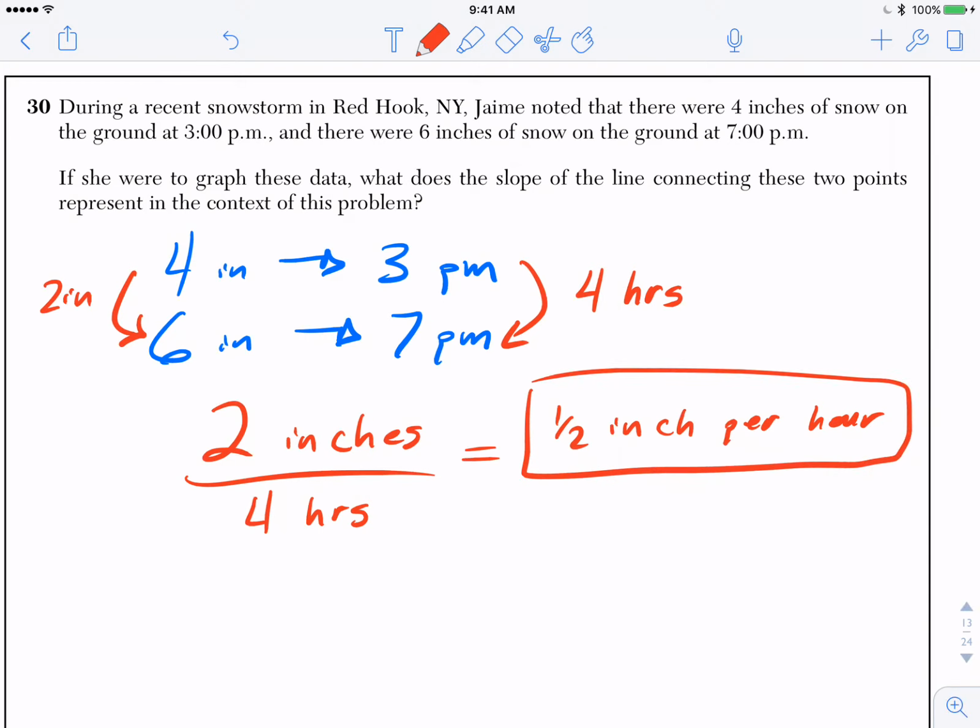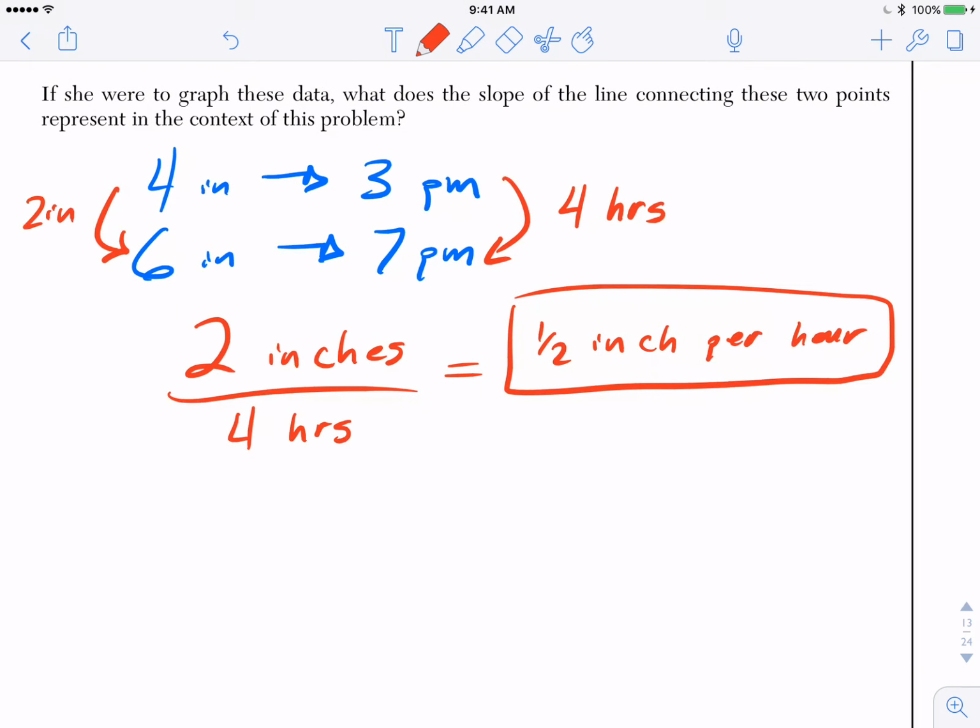And that's kind of our slope here. That's not the answer, but just showing you here. Now, what does this represent? What does the slope represent? That's more what they're concerned about here. The slope in this case would represent the rate of change.